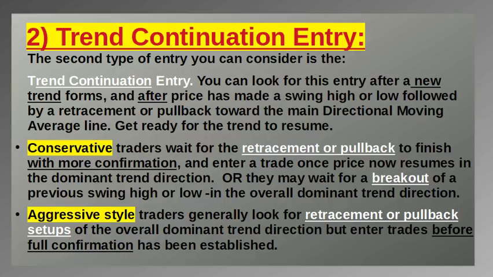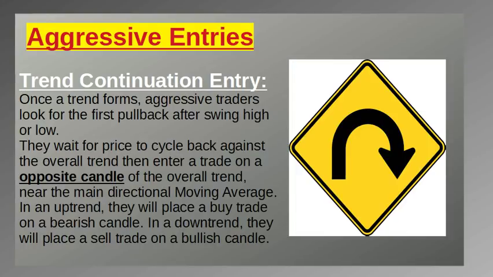If you're an aggressive style trader, then you generally look for retracements or pullbacks just like the conservative style trader would do, okay? However, you would enter the trade before full confirmation has been established. So you don't necessarily need all the confirmation like a conservative trader. And again, I'll show you what that's all about. Okay, so first of all, in a trend continuation entry, we're going to look at the aggressive style trader. Let me just go right to the charts. It's probably the best thing I can do.